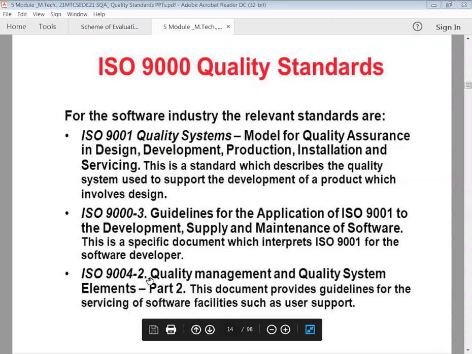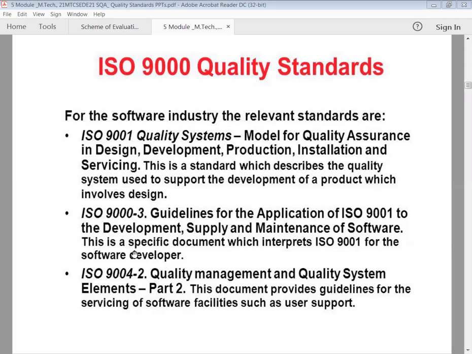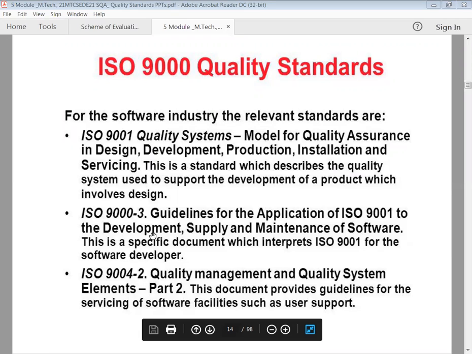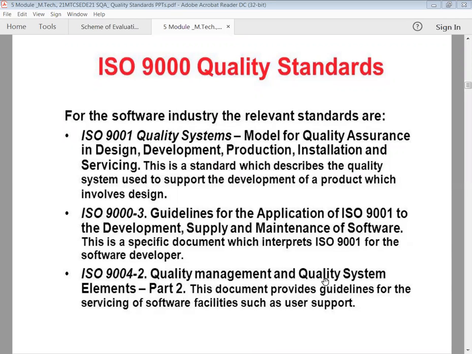The same way 9004.2 gives you quality management and quality system elements, Part 2. This document provides guidelines for the service of software facilities such as user support. So what user support will we get, how the users are benefited: user satisfaction, user friendliness, and the feedback process, considering the feedback and improving the software product. So these are the divisions of ISO 9000: the 9001, 9000.3, 9004.2. It mainly deals with software quality systems, guidelines for application, quality management, and quality system elements.